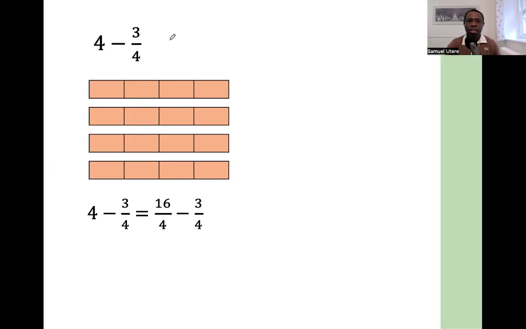But you have to write 16 parts out of 4, telling you that you have split the 4 wholes into 16 equal parts, of which each whole is split into 4 equal parts. And then, of course, if you subtract 3 parts from one of those wholes, you'll have your answer as 13 over 4, or 3 wholes, 1 quarter.